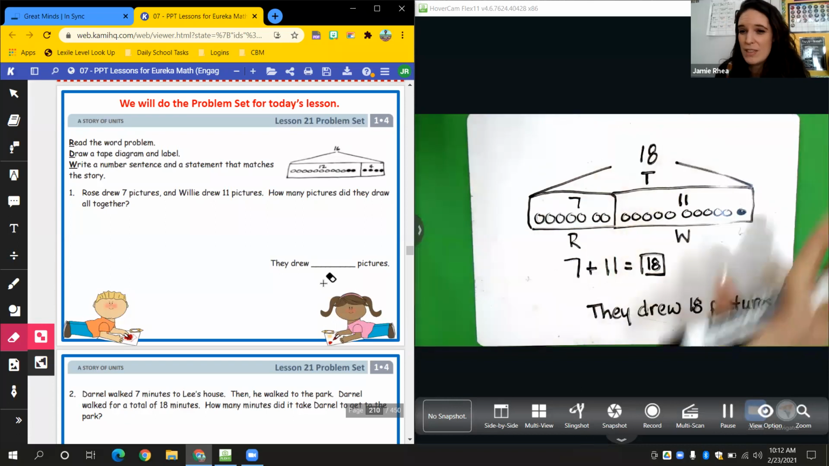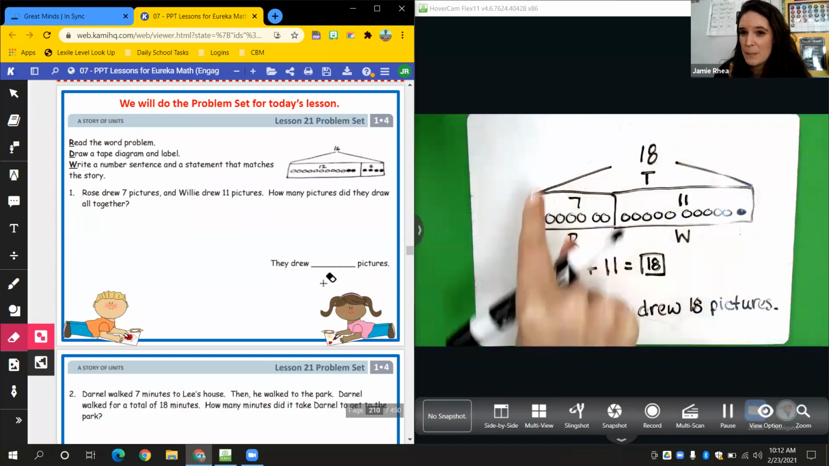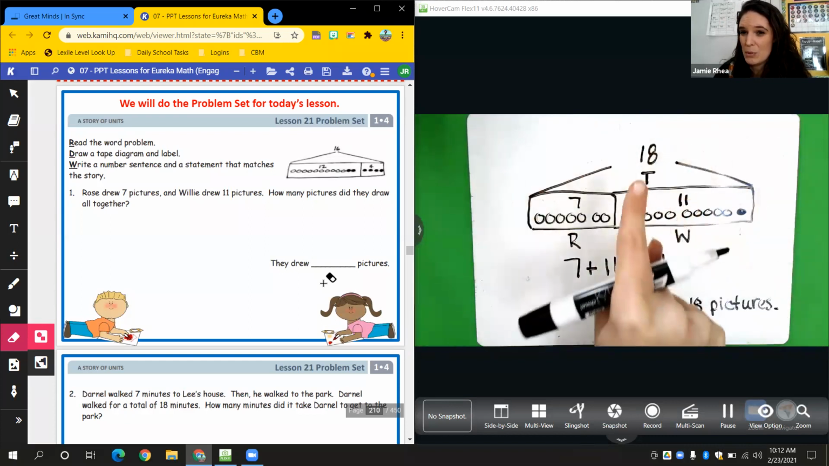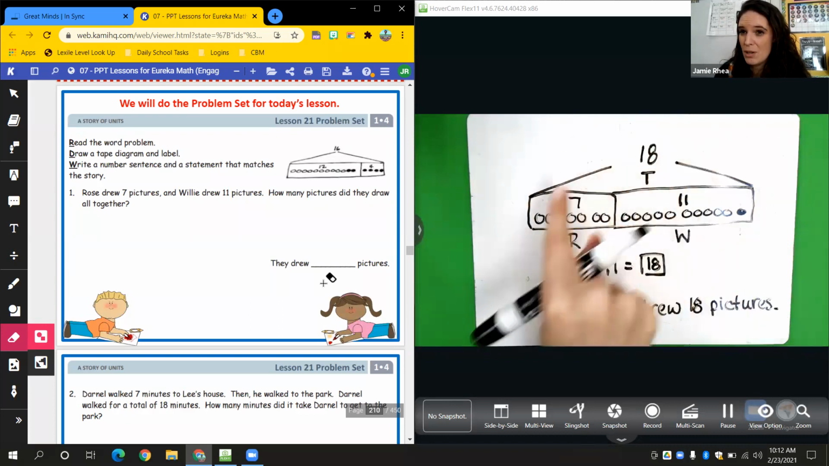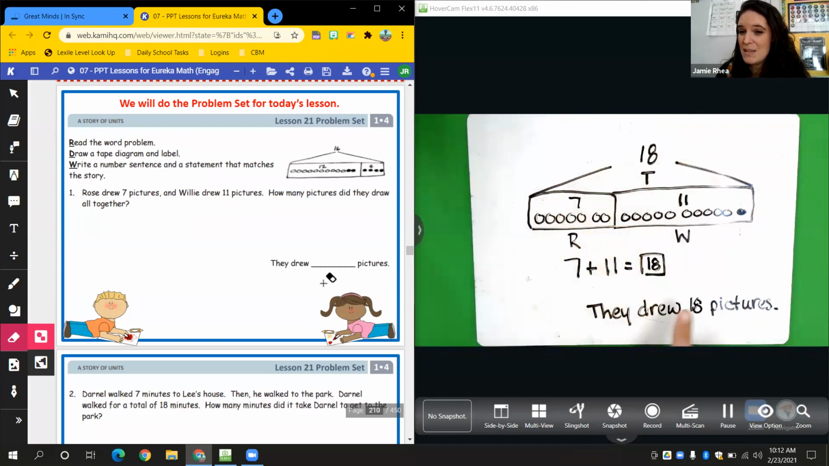Now, do you see everything that is on my board right now? I've got my tape diagram that's labeled with numbers and letters. I've got a number sentence right here to show what my tape diagram shows. And I have a statement. Now your statement is already written out for you. You just have to fill in the number, okay? You must have all of this in order for it to be counted correctly. I'm going to repeat that. You must have all of this for it to be counted correctly. Okay, if not, I'm going to count off.